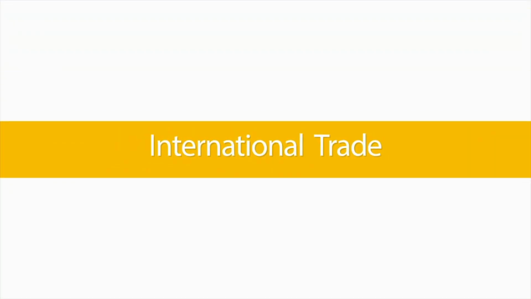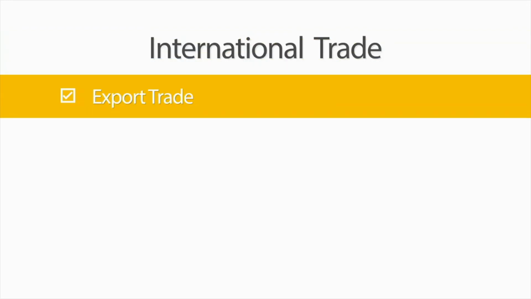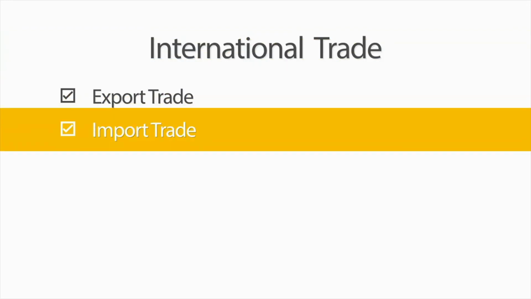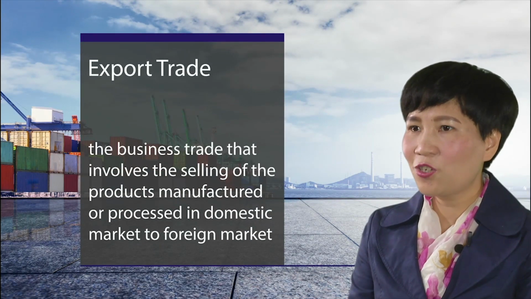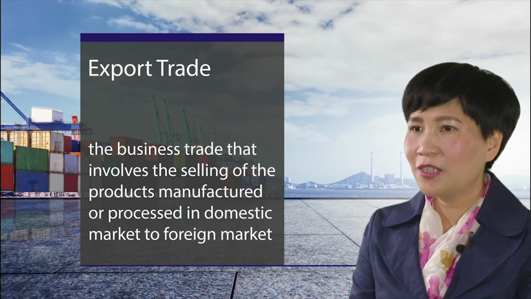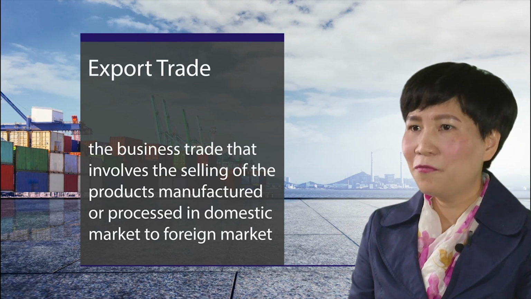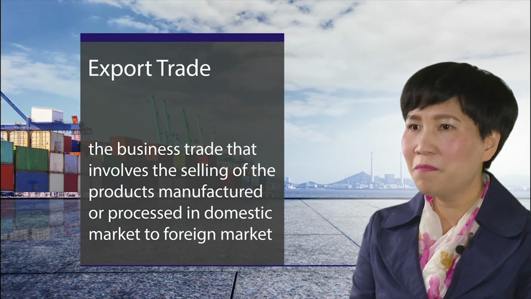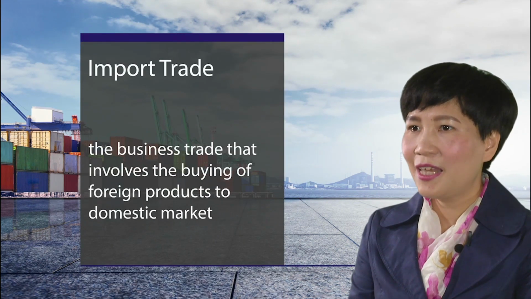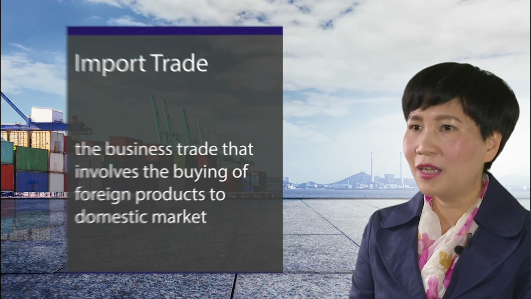According to different movements of directions of the goods, international trade is classified into export trade, import trade, and transit trade. Export trade is the business trade that involves the selling of the products manufactured or processed in the domestic market to foreign markets. Import trade is the business trade that involves the buying of foreign products into the domestic market.